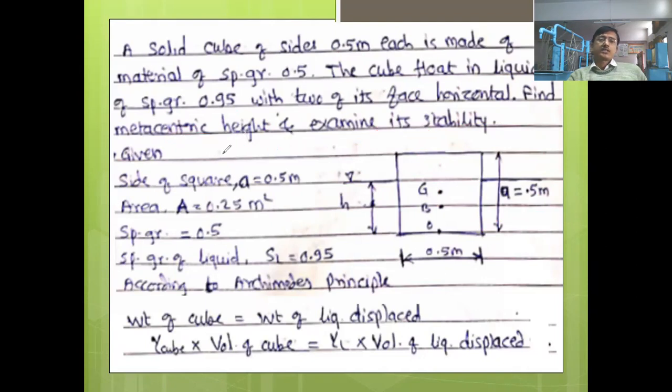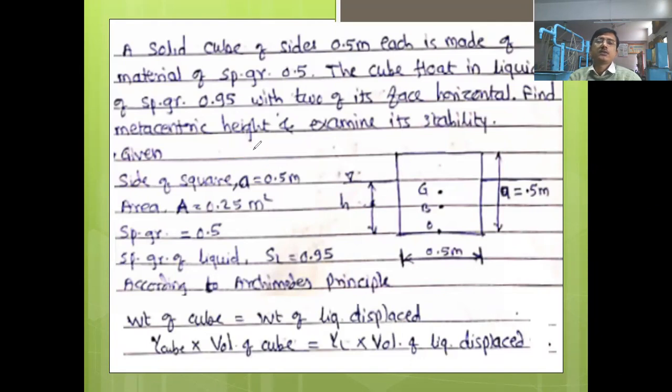Okay, so what is the formula for finding the metacentric height? GM is equal to I yy divided by V minus BG. This is the formula that we have used. So first find out the volume of water displaced, then you can find out the BG, and then you can further find out the I yy.